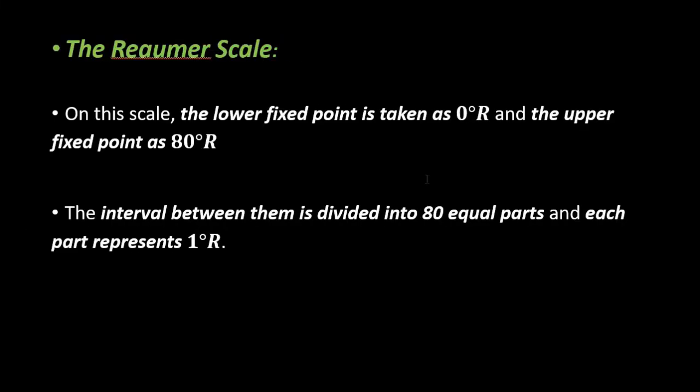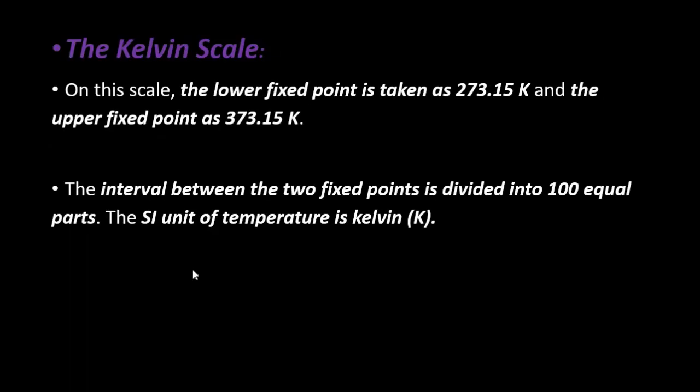Then we have the Romer scale, where the lower fixed point is 0 degrees Romer and the upper fixed point is 80 Romer, and the interval is divided into 80 equal parts, and each part represents 1 Romer. And then we have the Kelvin scale, where the lower fixed point is 273.15 Kelvin and the upper fixed point is 373.15 Kelvin. So 373.15 minus 273.15 is 100, and the interval is divided into 100 equal parts, and the SI unit is Kelvin. Each part is 1 Kelvin.